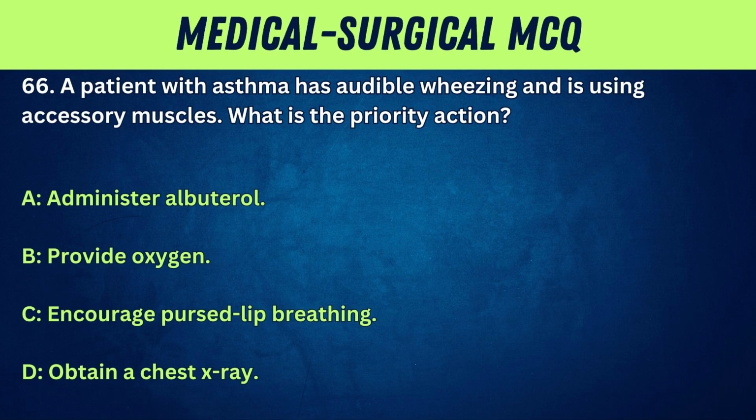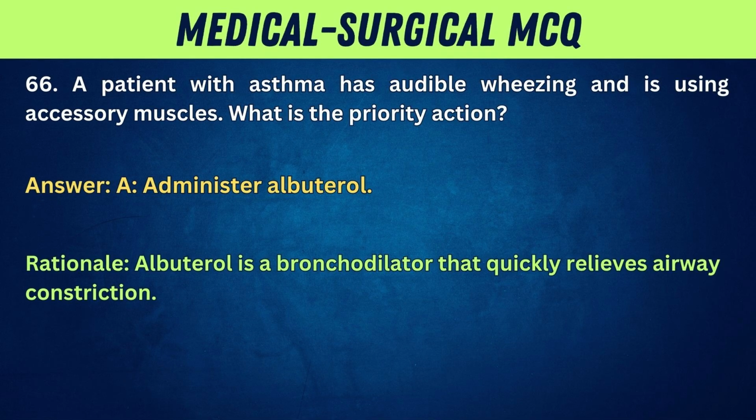66. A patient with asthma has audible wheezing and is using accessory muscles. What is the priority action? A. Administer albuterol. B. Provide oxygen. C. Encourage pursed lip breathing. D. Obtain a chest X-ray. Answer: A. Administer albuterol. Rationale: Albuterol is a bronchodilator that quickly relieves airway constriction.